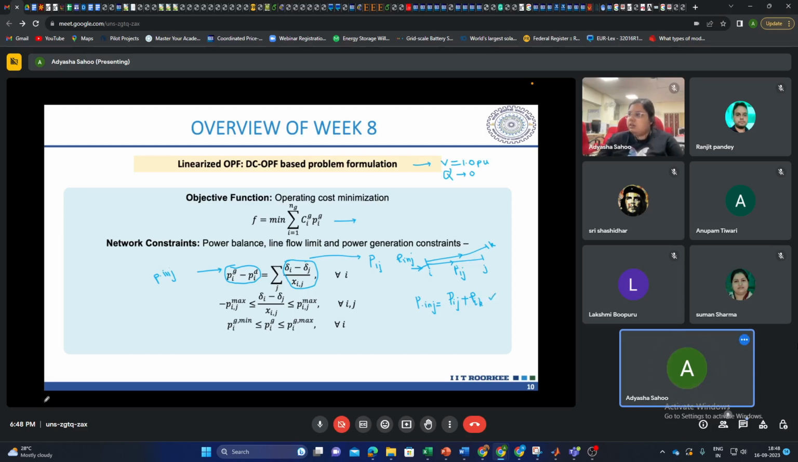So is this clear? This is the first equality constraint basically. Then we have this line flow limit. Basically, this is the power flowing between bus I and J, and it should lie between its maximum and minimum limits. And then we have the limits on the injected or generated power, basically PG. This will be for the generators. PG minimum is usually 0, or it can be greater than 0, but it can never be less than 0. It can be 0 or any value greater than 0.